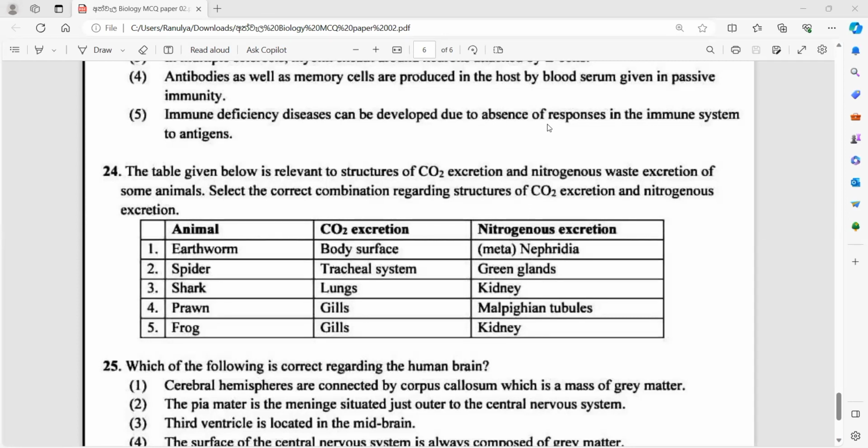Prawns. Prawns have internal gills. Right? Nitrogenous excretion, they have green glands, not Malpighian tubules. Frog. Frogs, amphibians, do respiration and carbon dioxide excretion by moist skin, then by lungs, right? Not through the gills. Nitrogenous excretion, kidney, incorrect. So the answer should be the first answer.